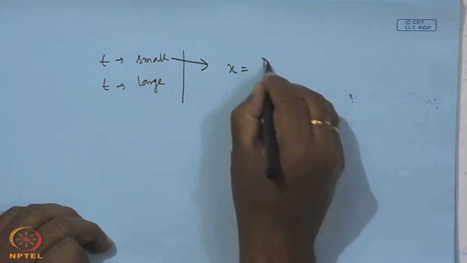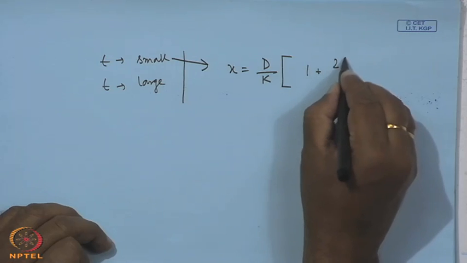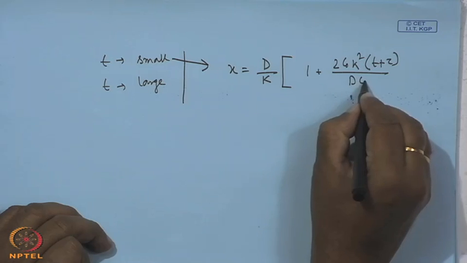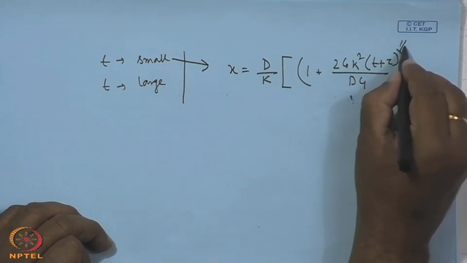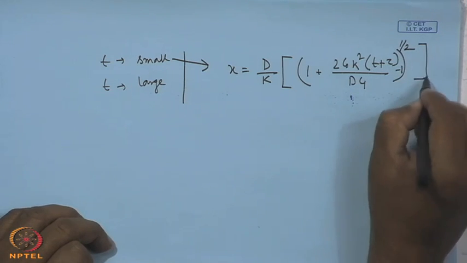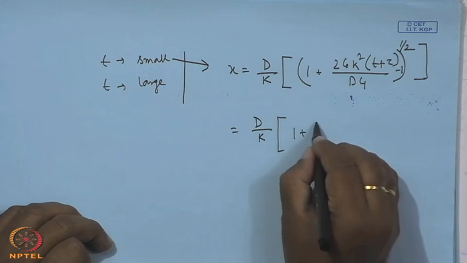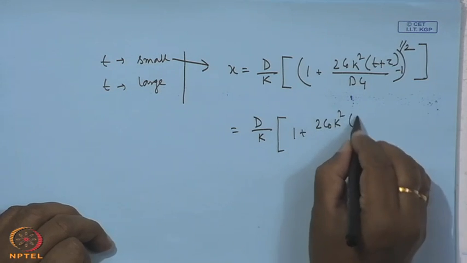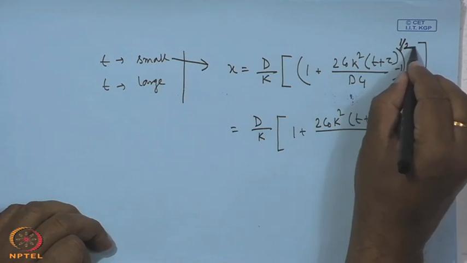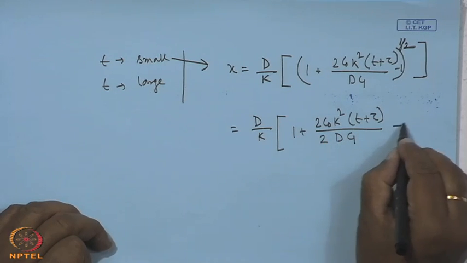x equals d by k into 1 plus 2 C 0 k square t plus tau by d C 1 to the power half, because square root is there, minus 1. So, this is equal to d by k into 1 plus 2 C 0 k square t plus tau by, here the power is half, so 2 will be there, multiplied by d C 1, minus 1.